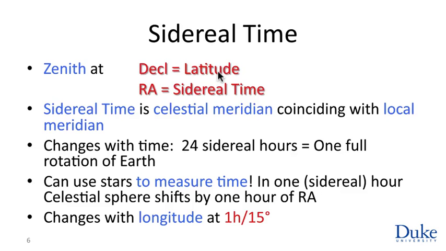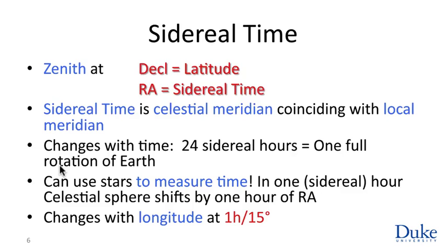So, sidereal time is the name of the celestial meridian which coincides with the local meridian, the one that includes our zenith. And of course, over 24 sidereal hours, when this right ascension advances by 24 hours, this is one full rotation of the Earth. So we can use the stars to measure time.